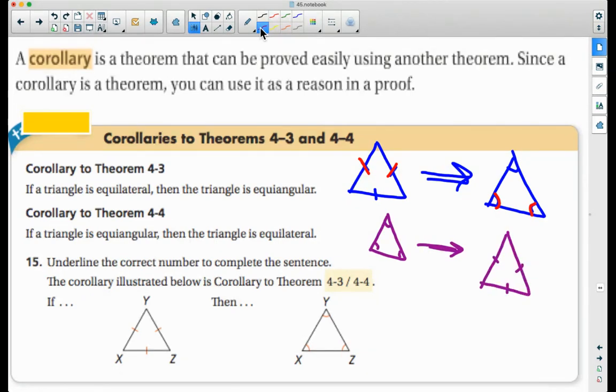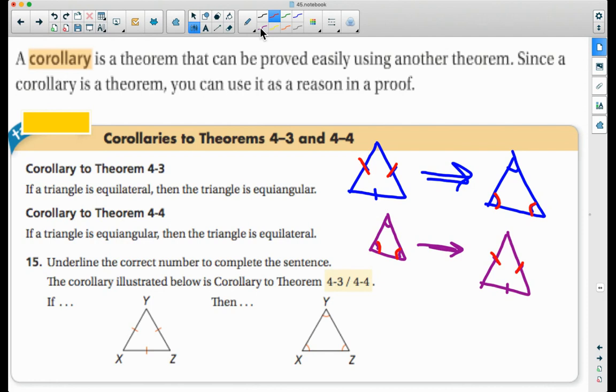If you know all the sides are the same, then you know all the angles are the same. Other way around, if you know all the angles are the same, then you know all the sides are the same. All right? And again, you can see how this is very, very similar to the converse of the isosceles triangle theorem. If I know two angles, then I know two sides. But now if I know three angles, then I know three sides.